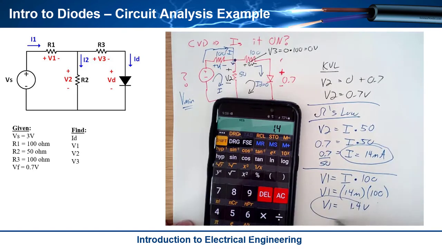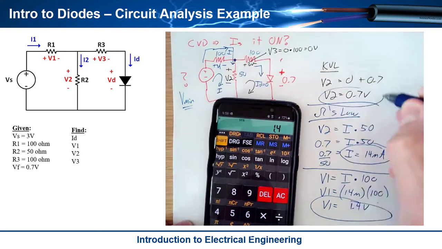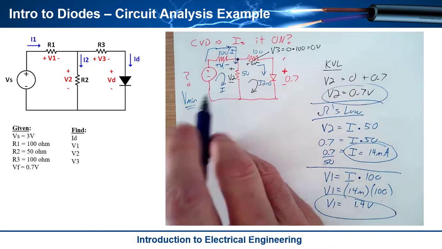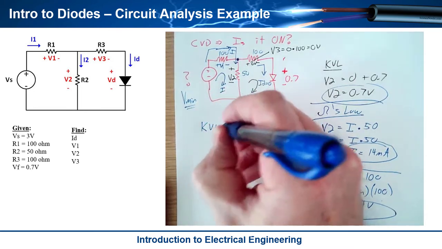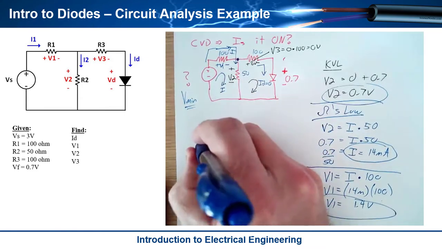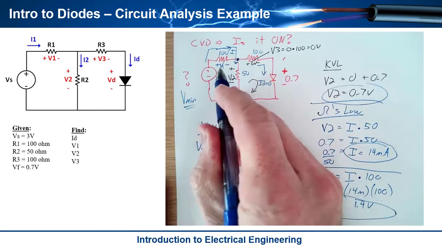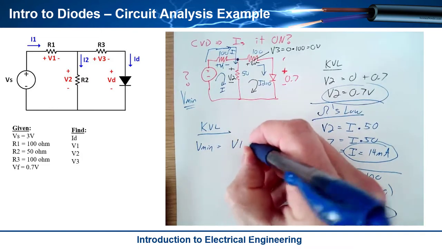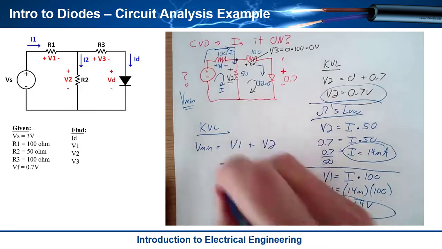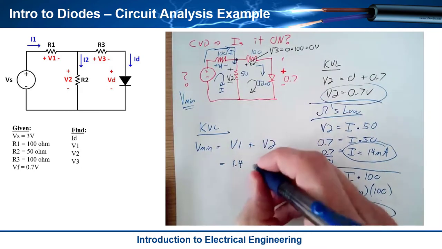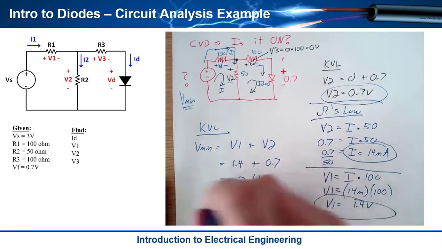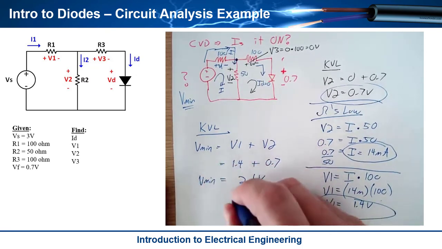So why did I care about V1 and V2? Because if I do KVL around this loop right here, I'm going to have minus to plus V minimum as a rise, and that's going to be equal to a drop across V1 plus a drop across V2, and I have just now solved for V1 and V2. So 1.4 volts plus 0.7, I add those together and I get 2.1 volts. So V minimum is 2.1 volts.